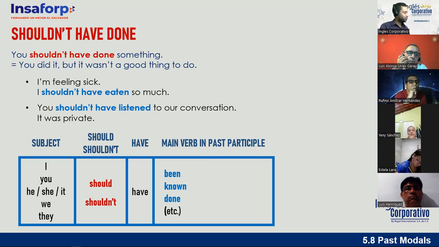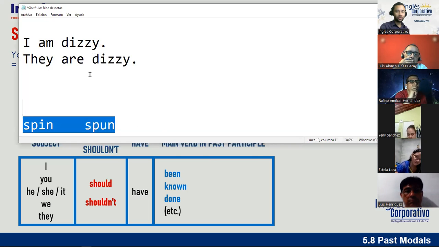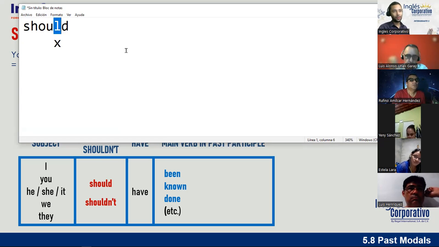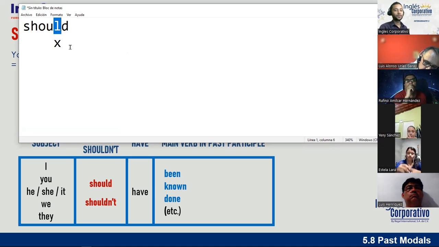Now, speaking of that, the pronunciation of should, it's like this, okay? The L is silent, so we don't pronounce it. We don't say should with the L. That's incorrect. You have to say should, should, right? The L is silent. You don't pronounce it. Should. And that's it. Okay, just remember that. There's a pronunciation tip. Should.